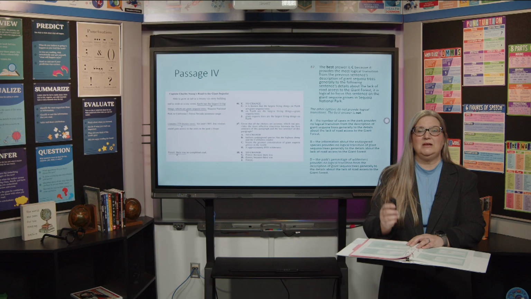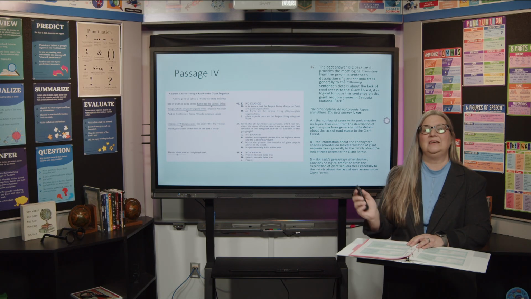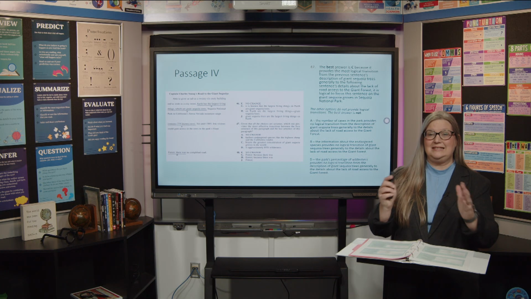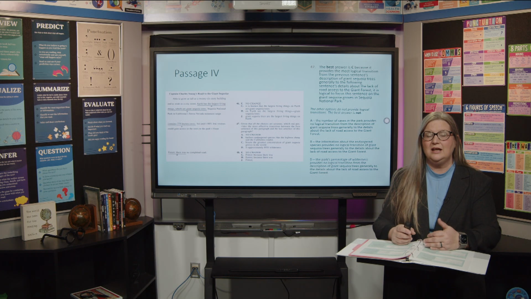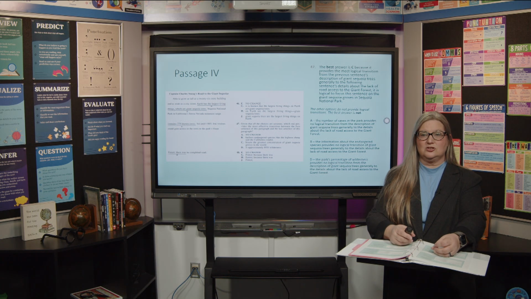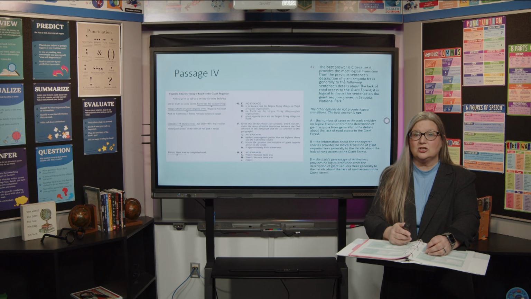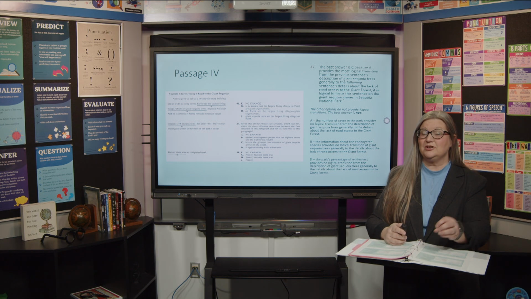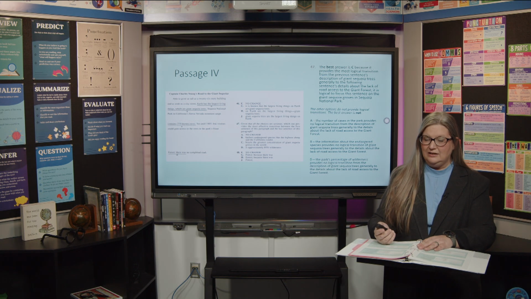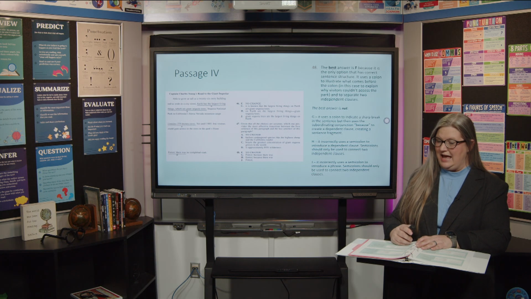I did fail to mention that 47 does have a question stem. It asks, given that all the choices are accurate, which one provides the most effective transition? So it's assuming that all of this information is accurate, but which one provides the most logical? And the most logical best answer is C. So make sure you've written that down, and we are ready to move to item number 48.